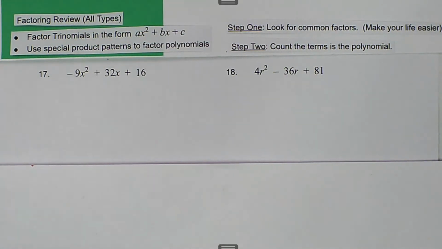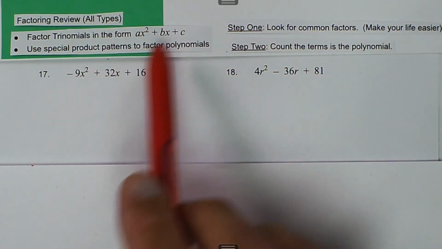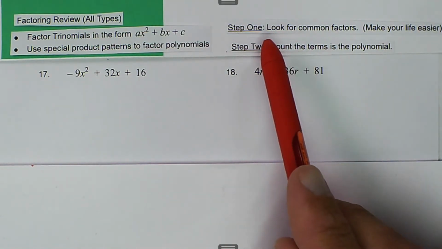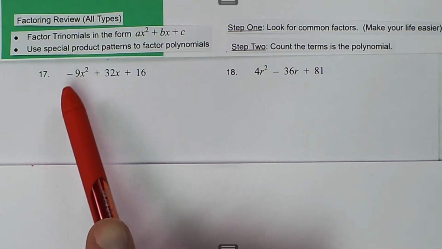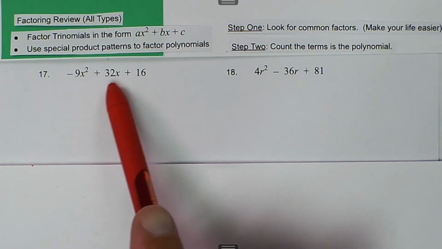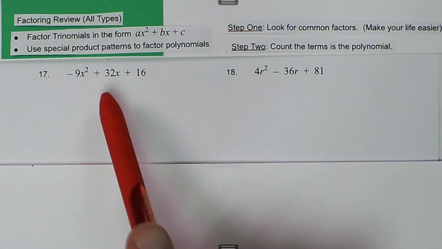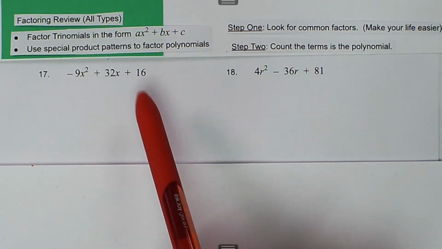We are talking about all types of factoring, and in this case, we are looking at factoring trinomials in the form ax squared plus bx plus c. So the first step, whenever we're factoring, we want to look for common factors that will make your life easier. Here we have negative 9x squared, a positive 32x, and a 16. In this case, we don't have anything that we'll be able to factor out necessarily.